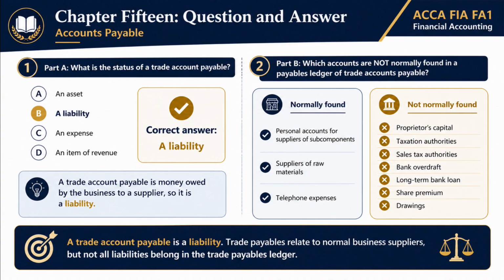Final answer. For Part A, the correct answer is a trade account payable is a liability. For Part B, the accounts not normally found in a payables ledger of trade accounts payable are proprietor's capital, taxation authorities, sales tax authorities, bank overdraft, long-term bank loan, share premium, drawings. The key exam idea is all trade payables are liabilities, but not all liabilities are trade payables.